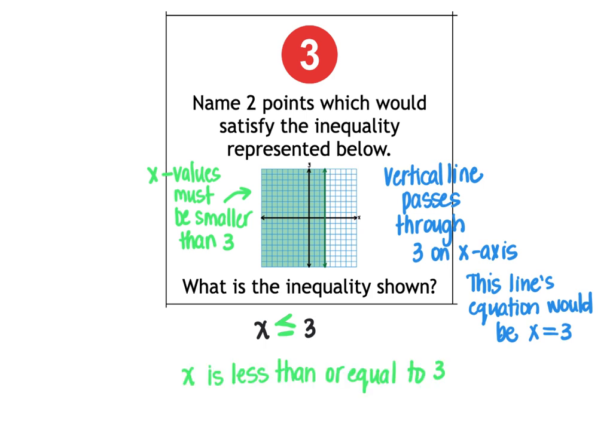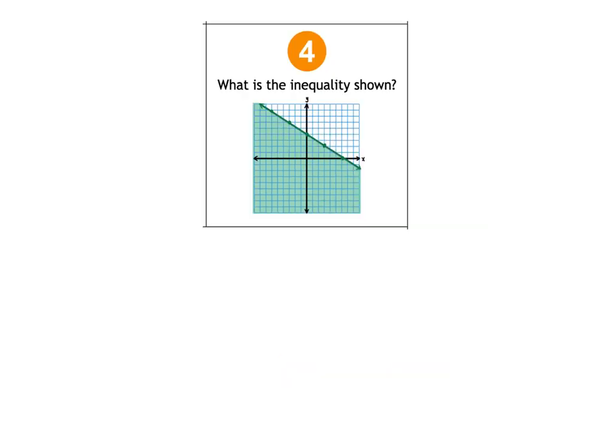So to name some points that would satisfy this inequality, all we need to do is name points that have x values that are less than or equal to 3. So 3, 4 would satisfy the inequality because it would be on the line but within the shaded region. We also could do something like -4, 2. This also would be within the shaded region and would thus satisfy the inequality.